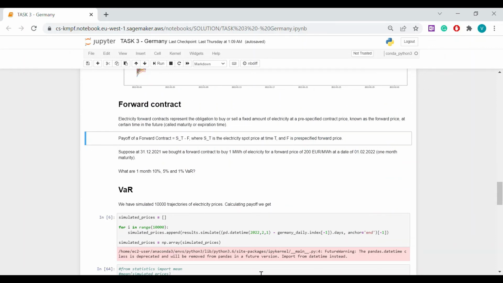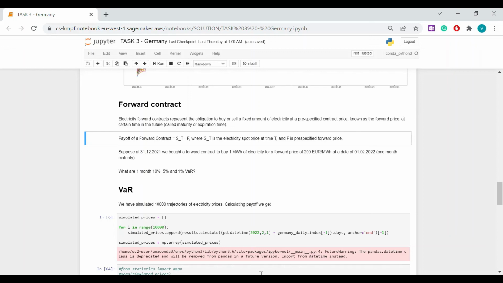Consider now the forward contracts. So electricity forward contracts represent the obligation to buy or sell a fixed amount of electricity at a pre-specified contract price, which is known as the forward price, and at a certain time in the future, which is called the maturity. So the payoff of such a contract is the difference between the electricity spot price at maturity and the pre-specified forward price.